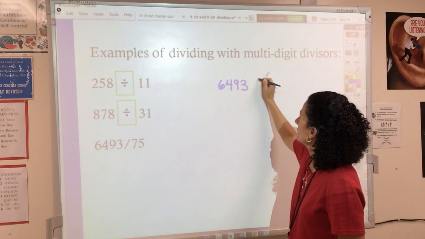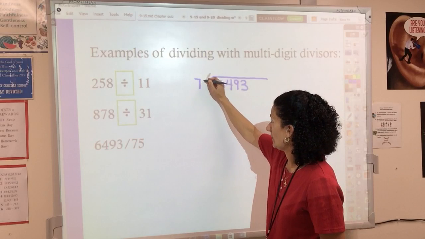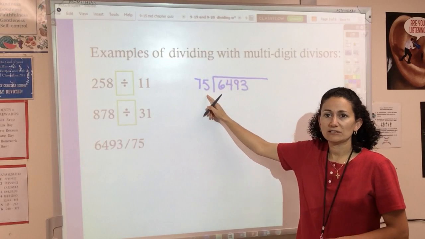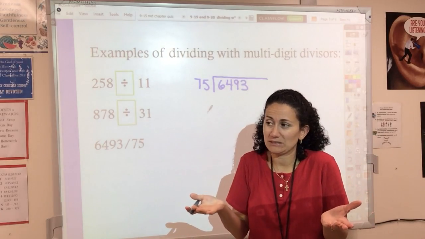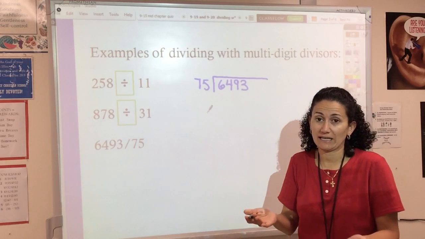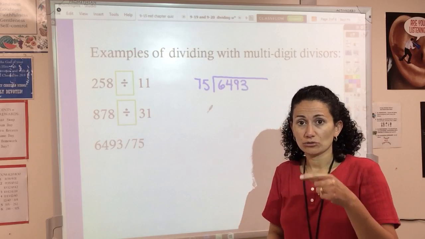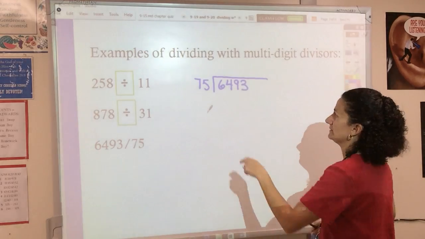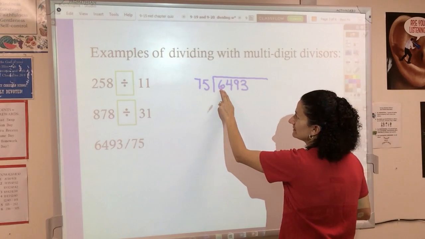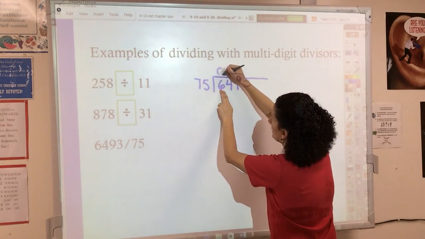6,493 divided by 75. Okay, another double-digit divisor. I don't know my 75 times table, so I'm going to have to do some guessing and checking. Maybe I can use that little shortcut where I look for the little fact inside the big fact. All right, so I know 75 doesn't go into 6. I'm going to put a 0.